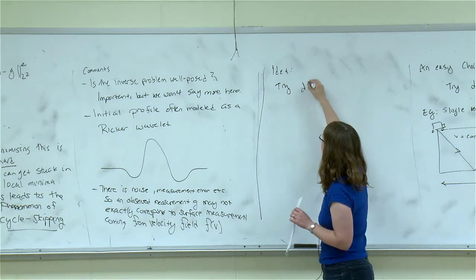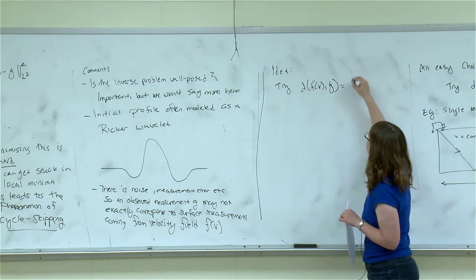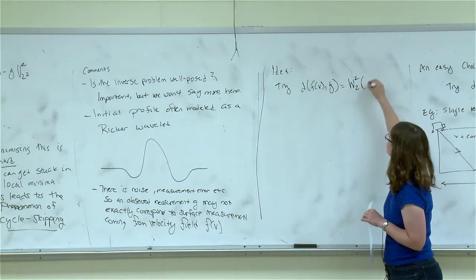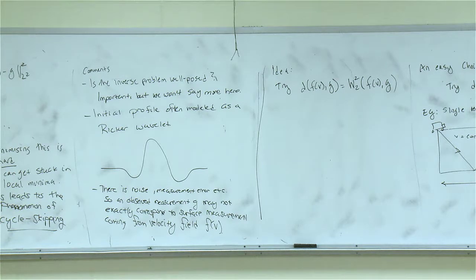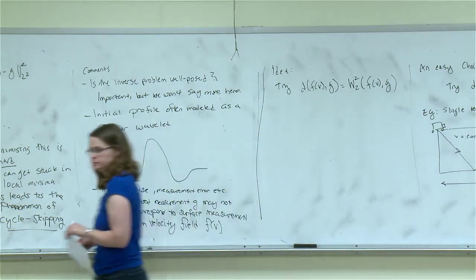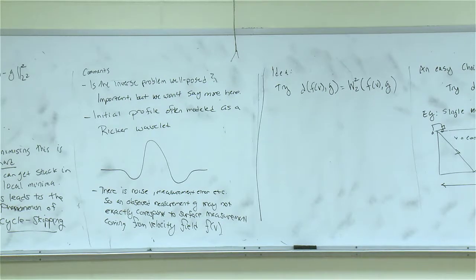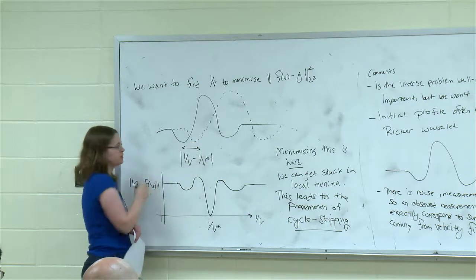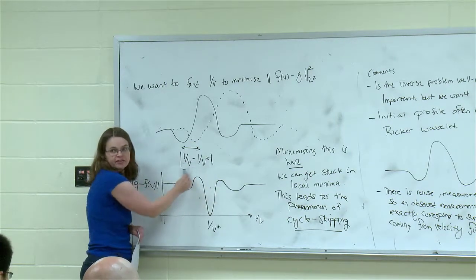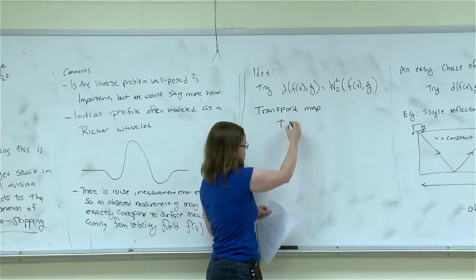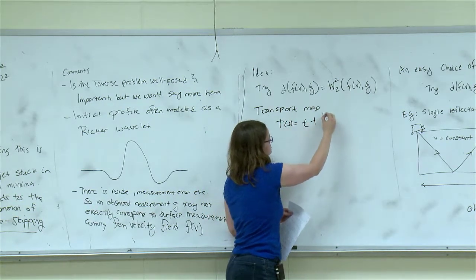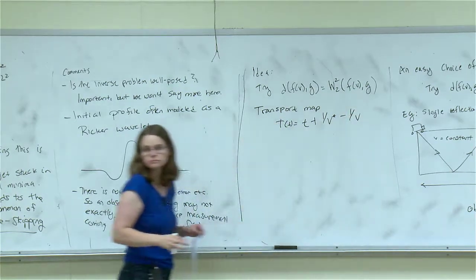So let's try D of F, G is equal to the squared W2 metric between them. If we do that here, okay, we're going to compute a transport map between them. The transport map is going to shift things by exactly this distance. This is just a constant shift.